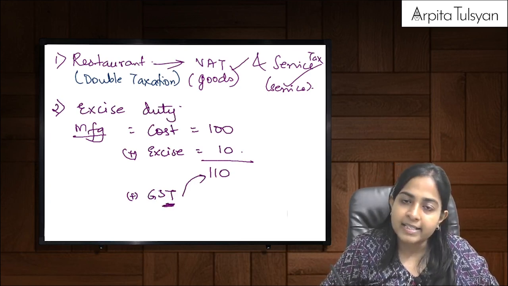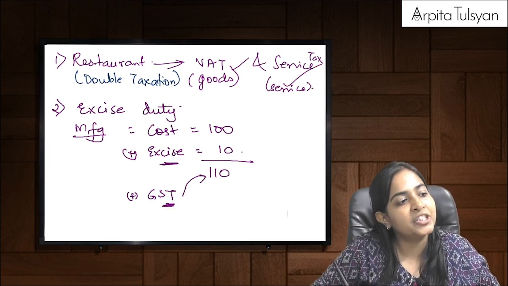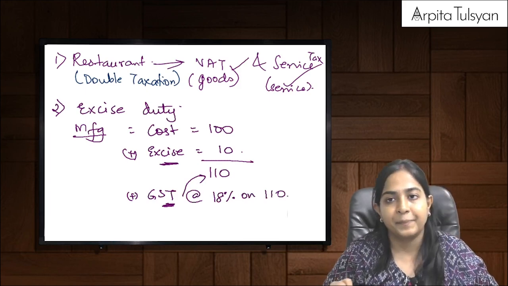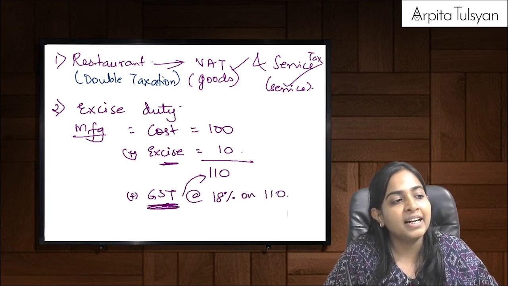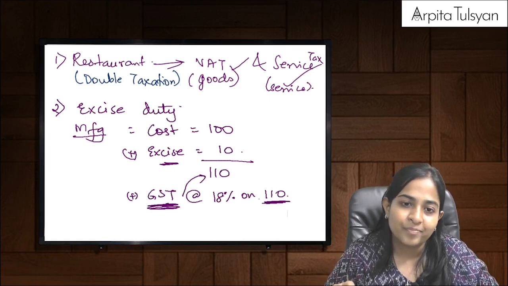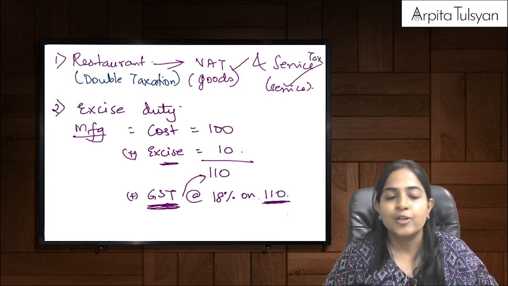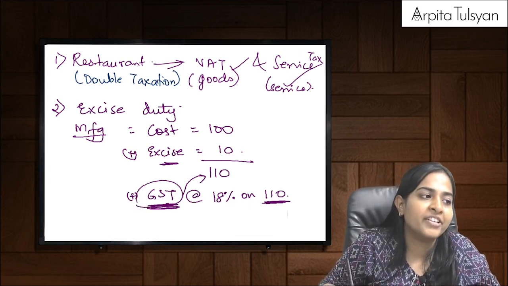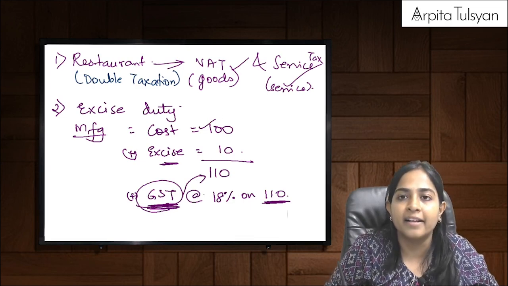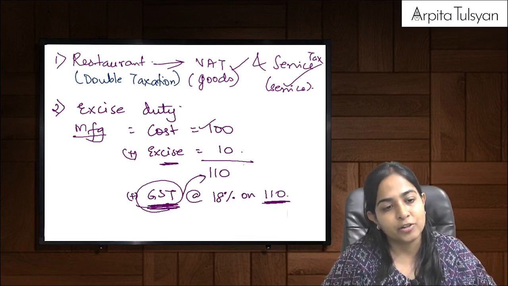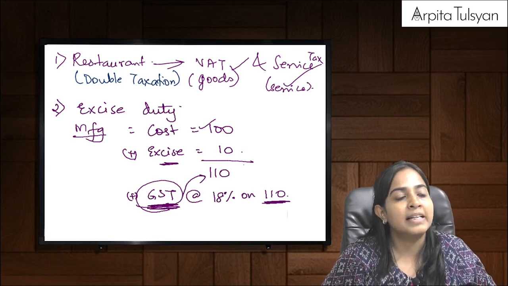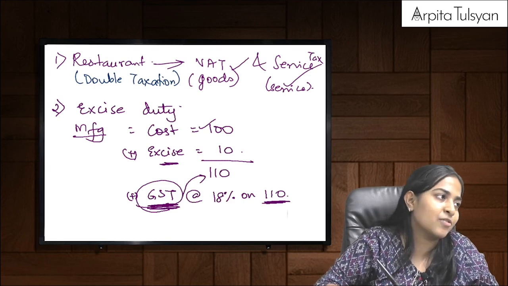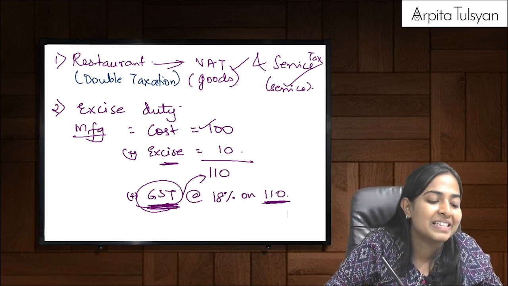GST is also a tax. Excise is also a tax. They said GST will be applicable, let's say, at the rate of 18% on 110. Can we say we are levying tax on tax also? Is this correct or incorrect? They said that this is incorrect. Tax should not be levied on tax. If you want to levy GST, no problem, levy it on 100, but don't levy it on 110. So they said that this is also a problem. So let's remove some portion of excise duty. Yes, this was the second problem in the existing system.